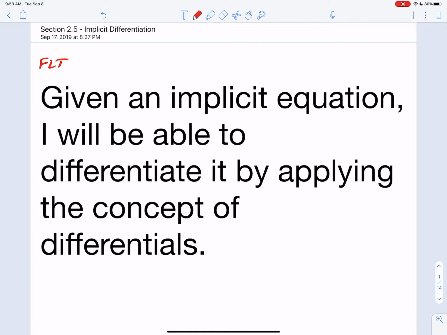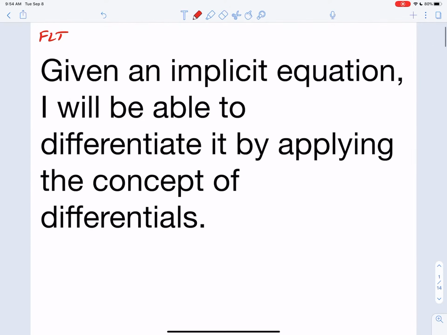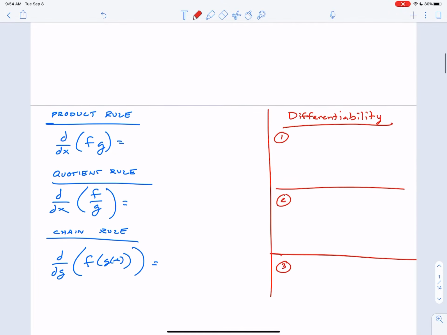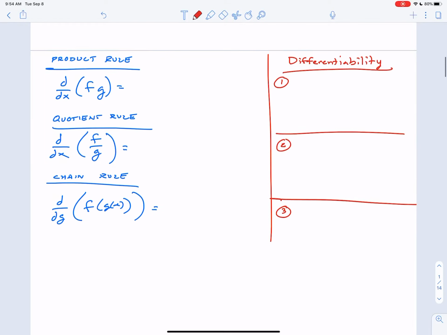Okay, so given an implicit equation, you're going to be able to differentiate it by applying the concept of what we call differentials, okay? So before we do that, let's quickly recap here, okay? Go ahead and write this down.